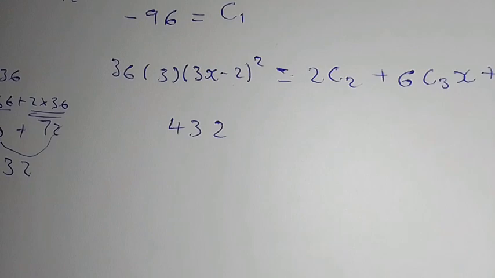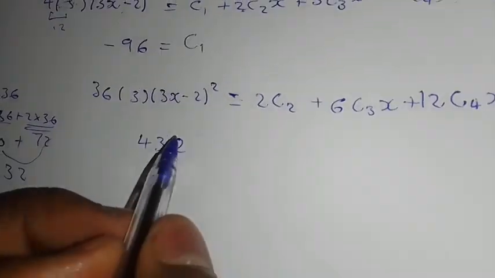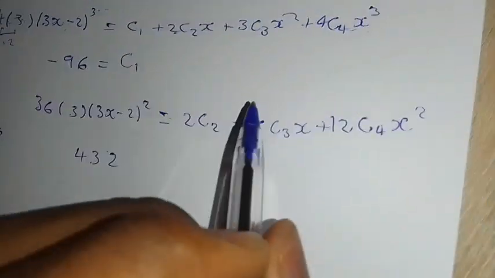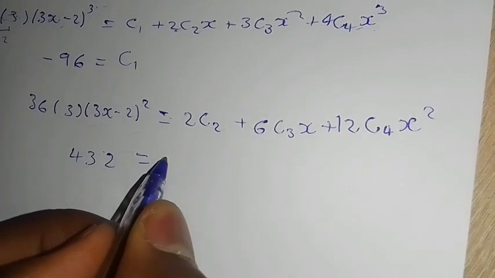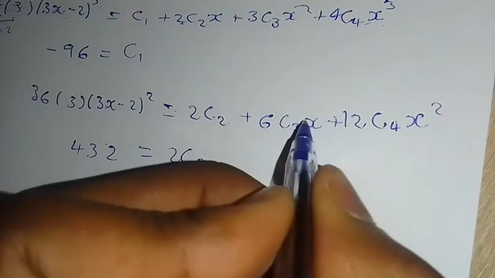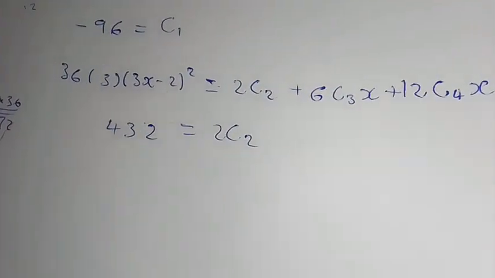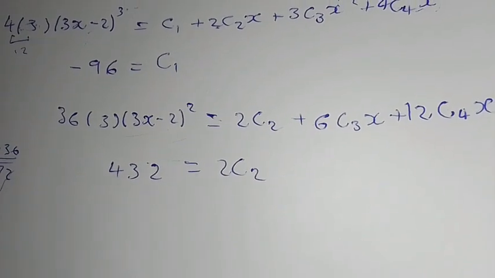So now let's look at what happens here. You have 432. That's when you plug in 0. That means you must also plug in 0 on this side. Then we have that 432 is just equal to 2c2, because here these will be zeros right there. Okay, so let's continue and see what happens.